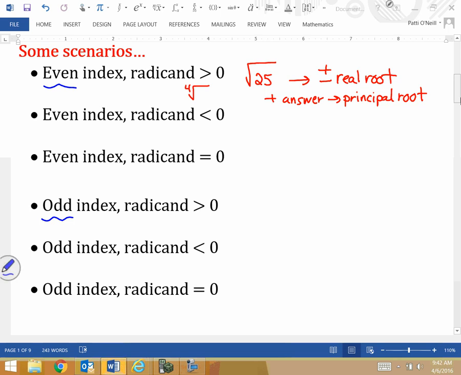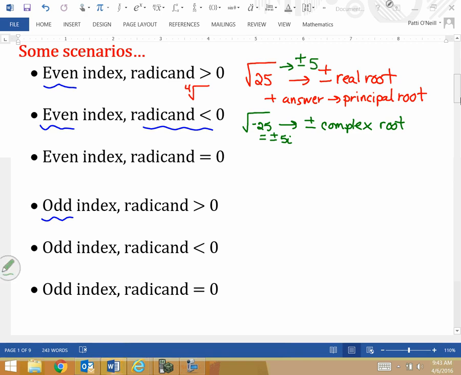If we have an even index and our radicand is less than 0, meaning we might have this scenario, the square root of negative 25, that leaves us with two answers, two roots that are positive and negative, and they're complex because we have to bring the i's into our answers. So we'll have a positive complex root and we'll have a negative complex root. So in a problem like this, we would end up with positive or negative 5i. The one before, we would have positive or negative 5 as our final answer.